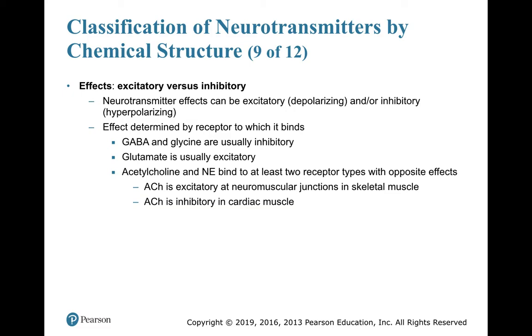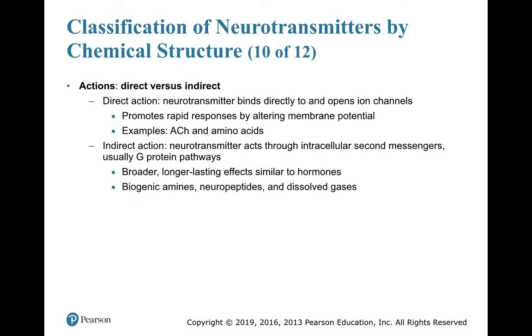Acetylcholine and norepinephrine have at least two receptor types, and those receptor types have opposite effects. So acetylcholine is excitatory at the neuromuscular junction in skeletal muscle. We said that all along. But acetylcholine is inhibitory on cardiac muscle because the acetylcholine receptor on cardiac muscle is different than it is on skeletal muscle.